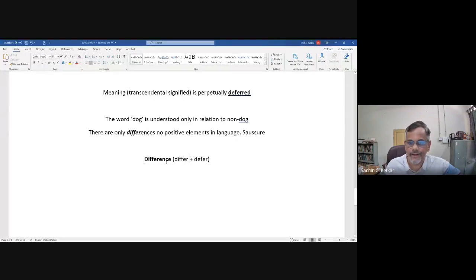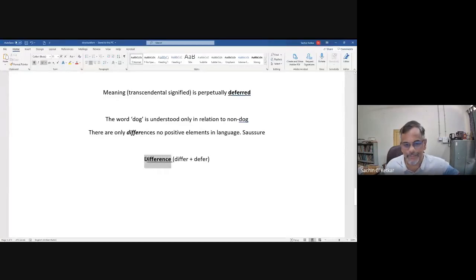So differ or defer in French would mean, have the same pronunciation, différence. If you pronounce difference like this but write it with the same spelling, the spelling is the same, the pronunciation is different. Any questions about différance? Différance is a neologism that Derrida has coined, combining differ and defer, to mean both differ and defer.